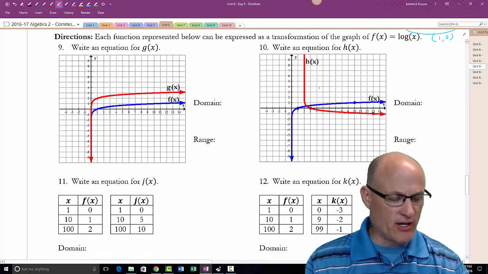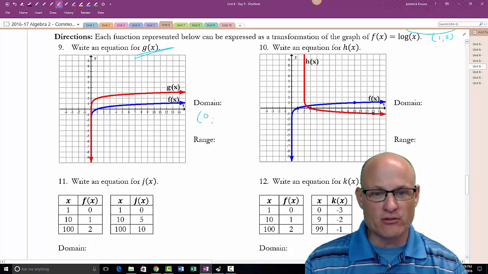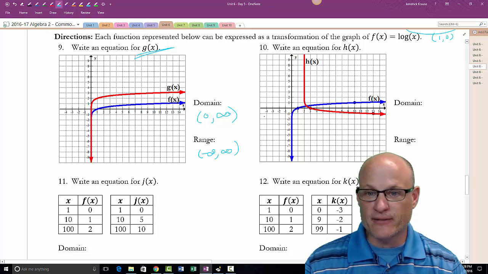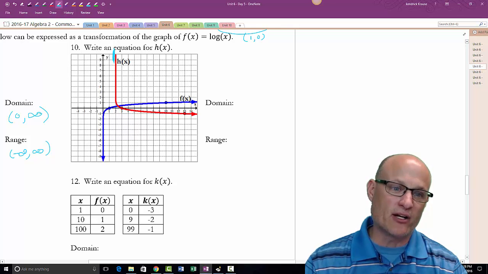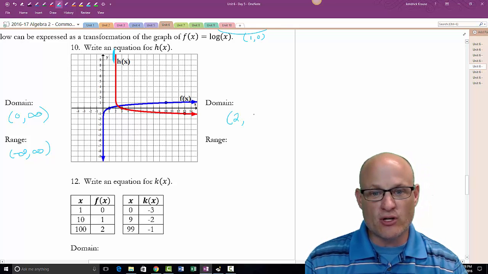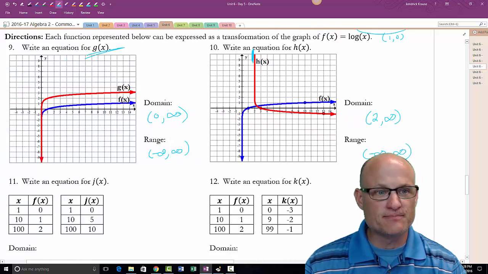So if I take a look at this function right here, all I'm asking for is what's the domain of g of x? Well, g of x, of course, is going to stop at 0, not hit 0, and it's going to go forever and ever to positive infinity. The range is going to go from negative infinity up towards positive infinity. Let's take a look at this h of x. The domain looks like it's got an asymptote right here at 2. So it's going to be 2 comma positive infinity. And the range is negative infinity to positive infinity. But that's only because it had a transformation take place.